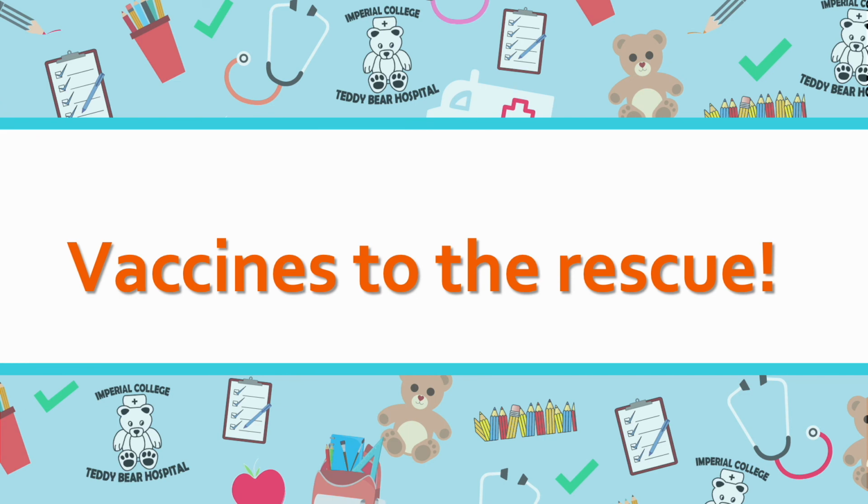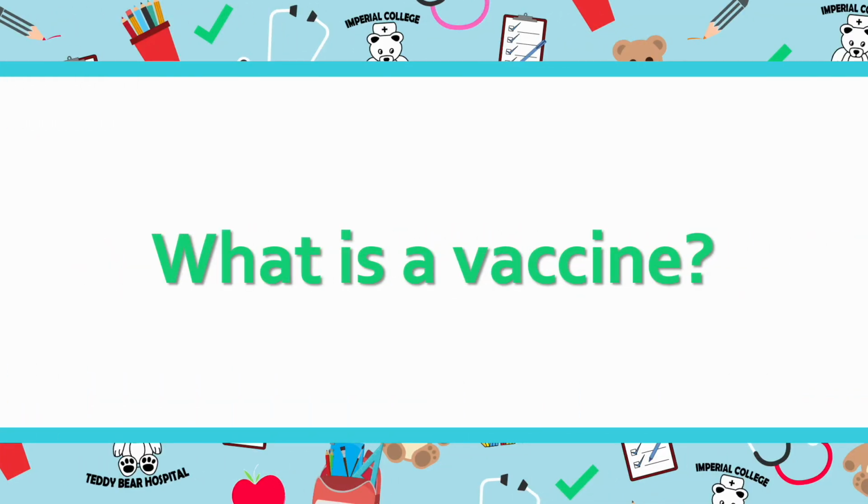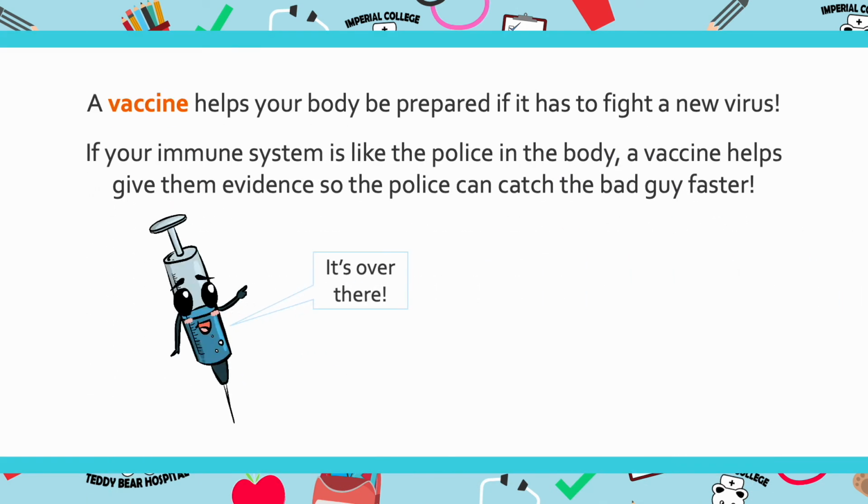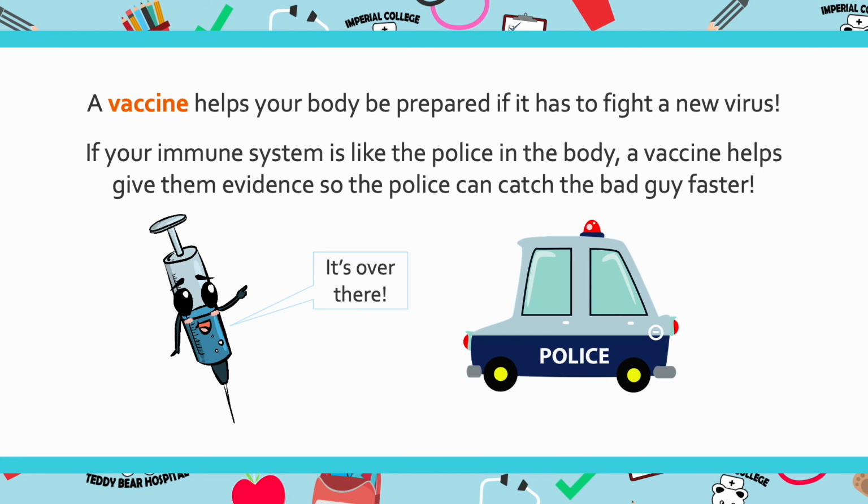Vaccines to the rescue. Vaccines help our immune system to stop viruses. So, what is a vaccine? A vaccine helps your body be prepared if it has to fight a new virus. If your immune system is like the police in the body, a vaccine helps give them evidence so the police can catch the bad guy faster. This makes you less sick and for a shorter amount of time because your body was prepared to fight the virus before it came.